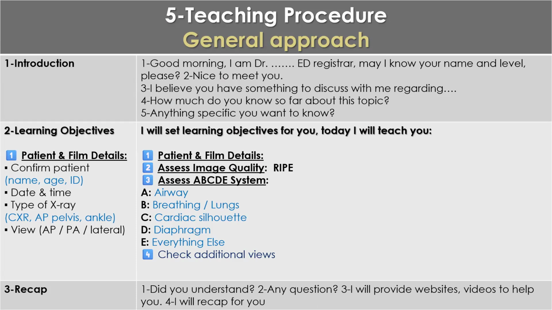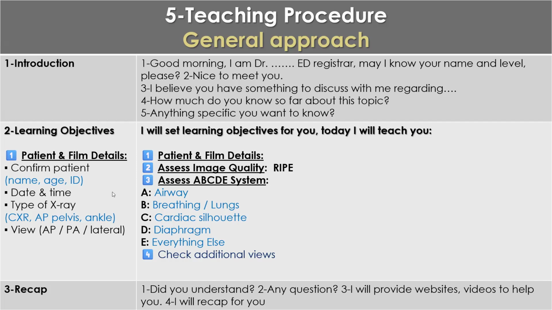Then pause. Once you go, I will set learning objectives. I will teach you today patient and film details, it means accuracy. Then assess image quality. The mnemonic is RIPE, RIPE. Assess ABCDE system. I mean airway, breathing, cardiac silhouette, D for diaphragm, E for everything else, and check additional views.